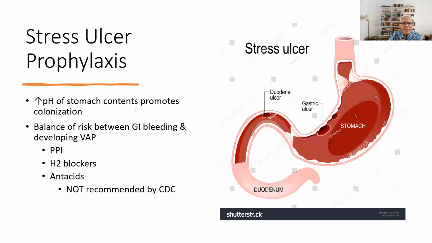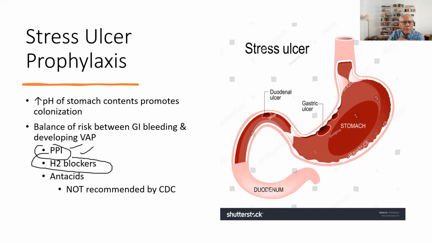And lastly, stress ulcer prophylaxis. As we have said, we could give proton pump inhibitors, H2 blockers, and antacids are not recommended by CDC. So these are the two things that we usually would use in preventing ventilator-associated pneumonia.